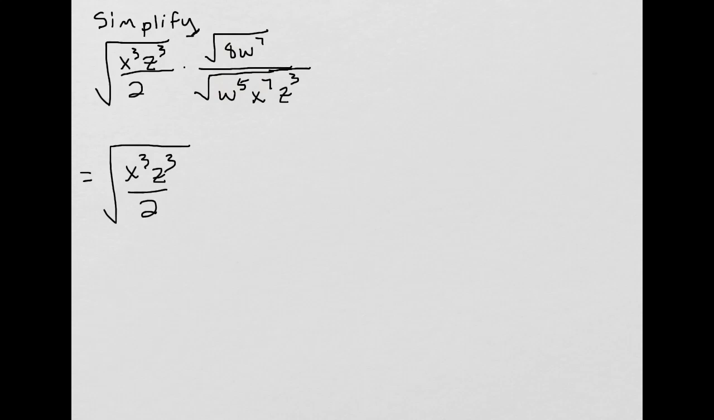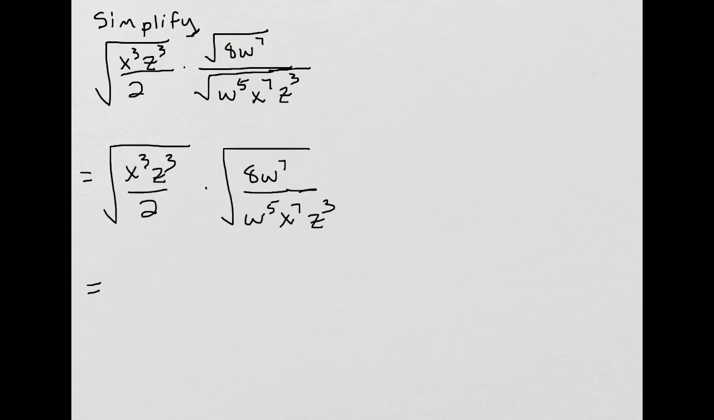The second guy, I'm just going to write as one big square root. So I've got 8w to the 7th on top. On the bottom, I've got w to the 5th, x to the 7th, z to the 3rd. Okay, now I've got a square root times another square root.